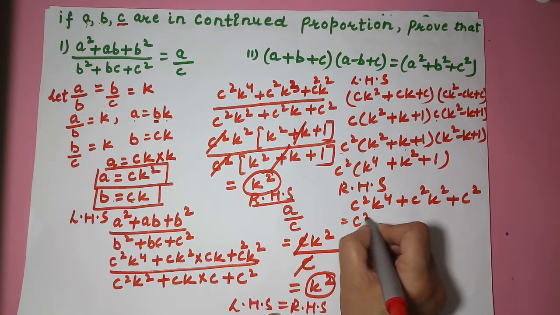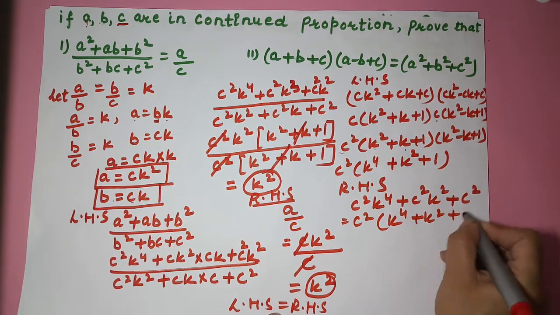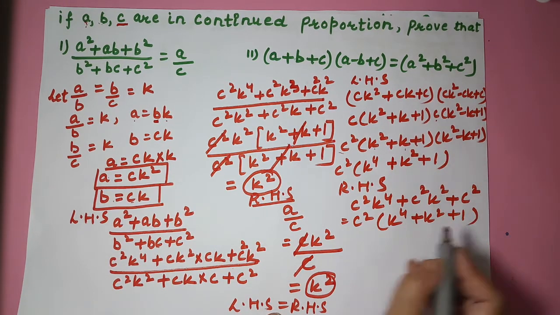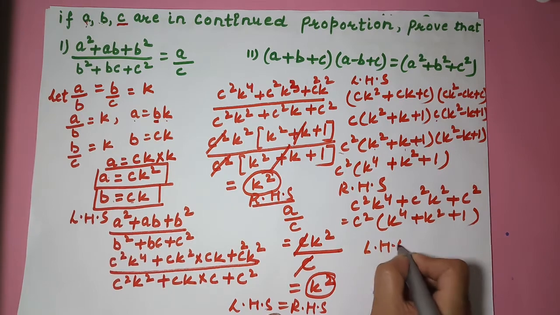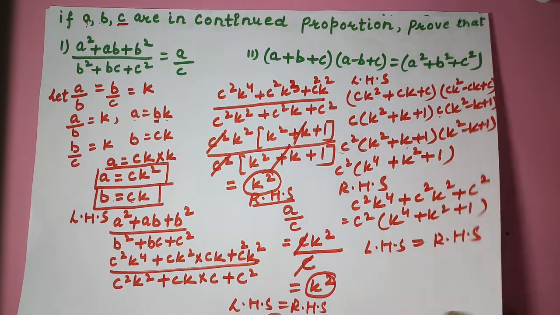So here if you take C square common, you are going to get K4 plus K square plus 1, right? Is this equal to your left hand side? Yes, you have proved that your left hand side is equal to right hand side. Fine.